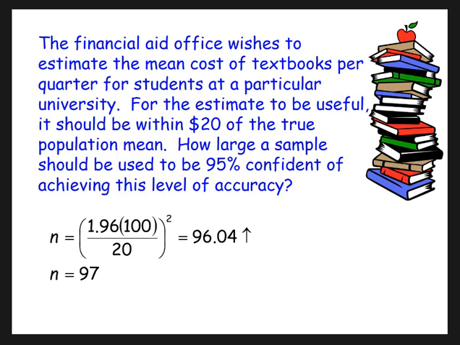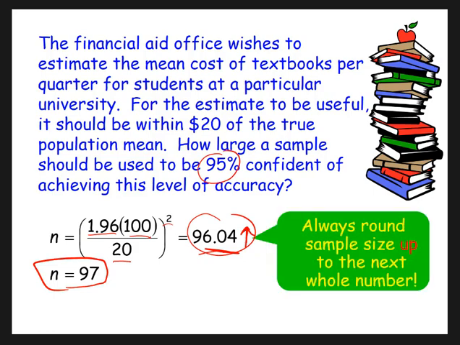So then we're going to use that in our sample size. Again, the 1.96 is from the 95% confidence, times 100, that's our estimate of the population standard deviation, divided by 20, squared, gives us 96.04. Remember, even though that's close to 96, we always round up because this is a minimum sample size. If we rounded down to 96, that would be too small, no matter how close it is. So we round up to 97 as our minimum sample size.